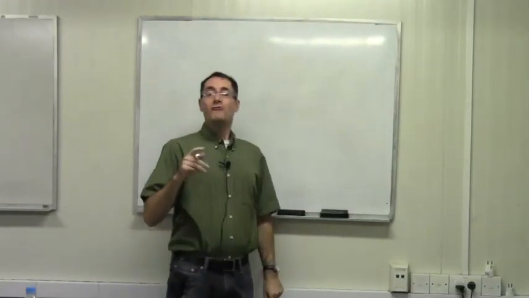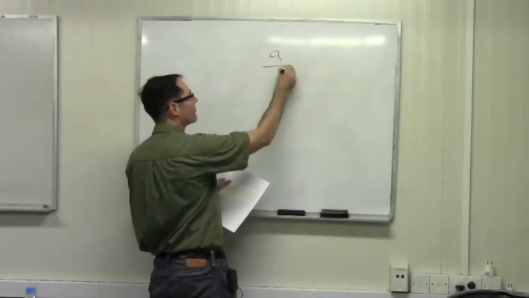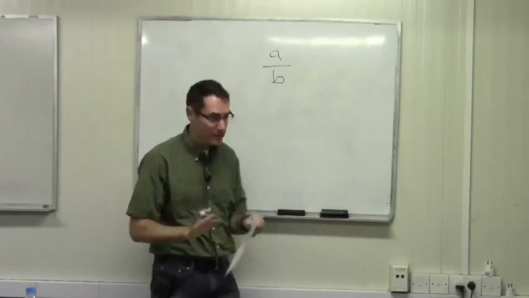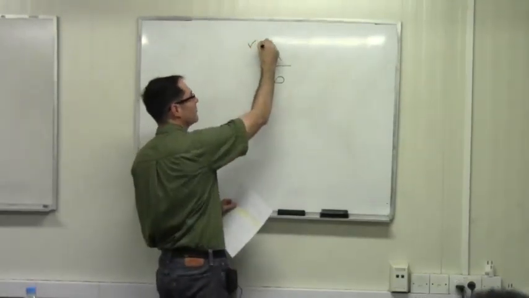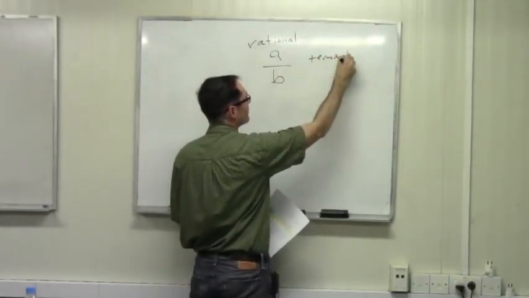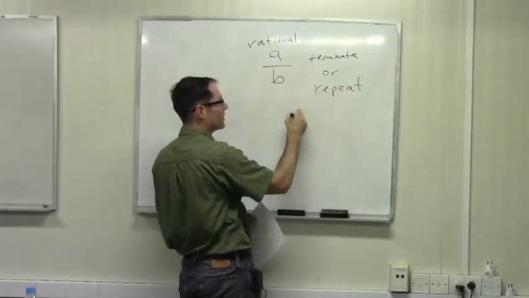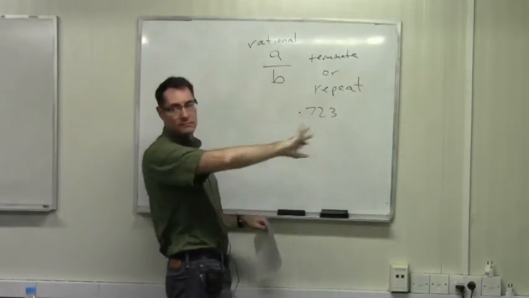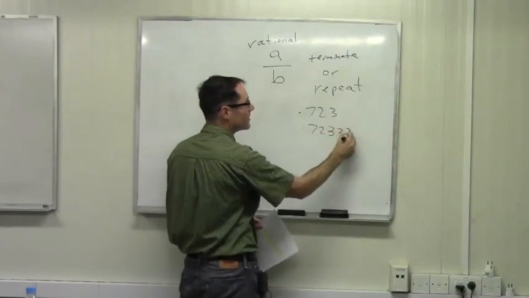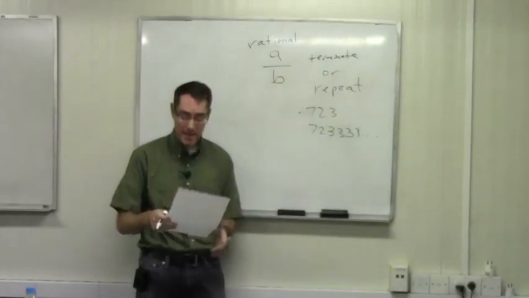OK. From yesterday, we had rational numbers were a over b, and they either terminated or repeated. OK, just remember that. Rational numbers either terminate or repeat when we write them in decimal notation. Okay, so you could have 0.723. That's it. Okay, that's a rational number. 0.333 dot dot dot, that's a rational number. Why? Because you can pick out something that repeats.